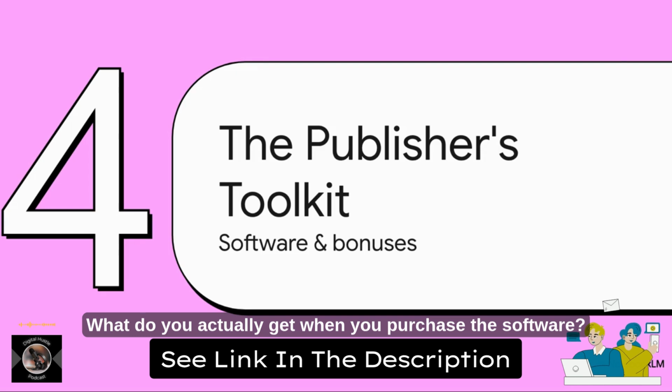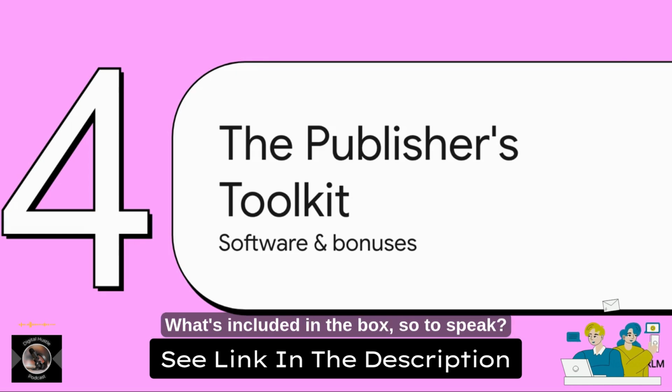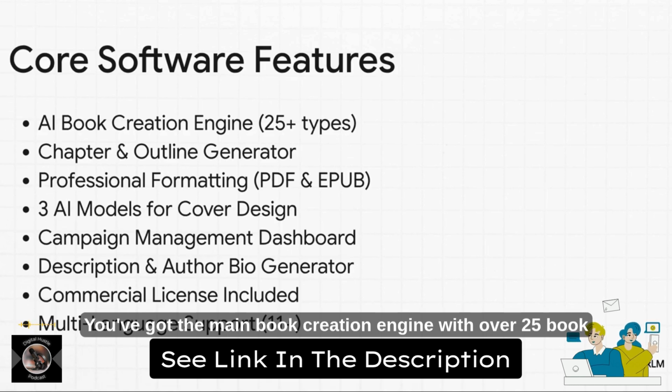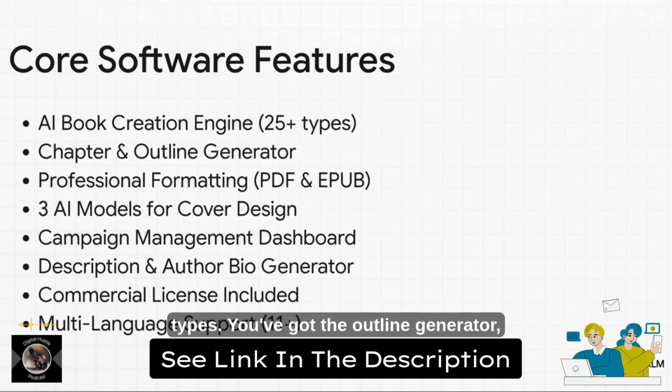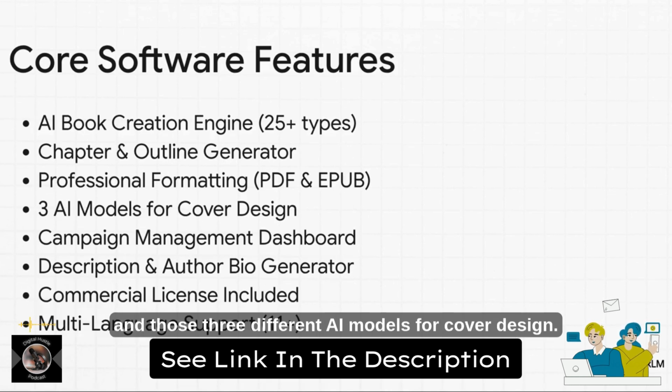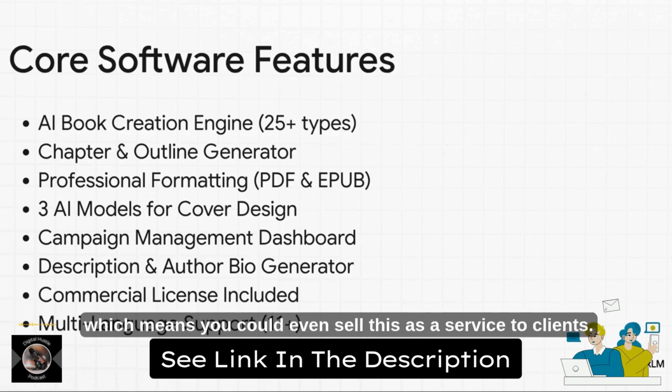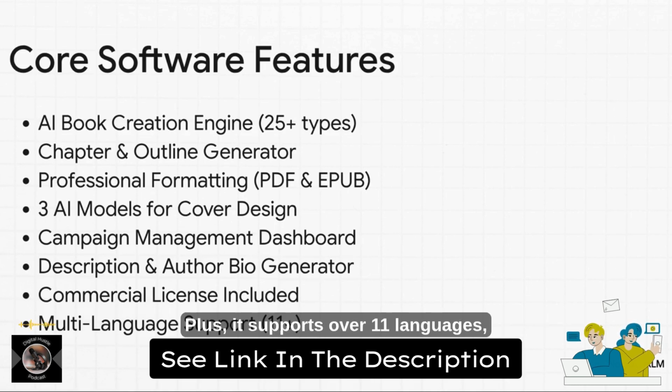Okay, so let's say you're intrigued. What do you actually get when you purchase the software? What's included in the box, so to speak? Let's break down the whole publisher's toolkit. So the core software itself is really a full suite of tools. You've got the main book creation engine with over 25 book types. You've got the outline generator, the pro formatting for both PDF and EPUB, and those 3 different AI models for cover design. There's also a dashboard to manage all your projects, the description and bio generator. Oh, and you get a commercial license, which means you could even sell this as a service to clients. Plus, it supports over 11 languages, which is pretty cool.